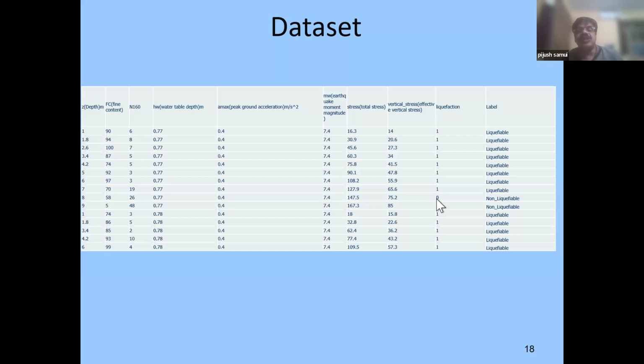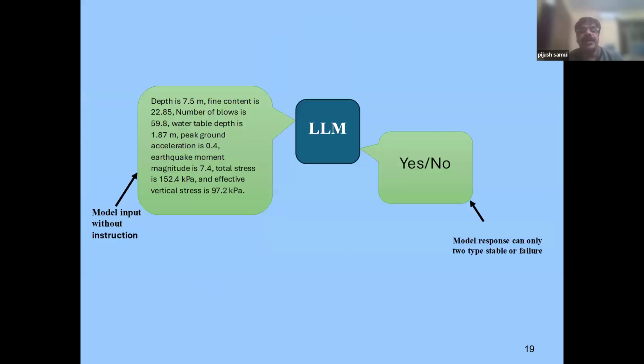So this data has been used to develop the LLM model. If you look, there are 1, 2, 3, 4, 5, 6, 7, 8 inputs I have used. And for prediction of the liquefaction of the soil, here also there is a binary output, that is, whether liquefaction will occur or not occur. So that is a similar type of problem to slope stability. That means here also the problem is classification. So how will the LLM be developed in this case?